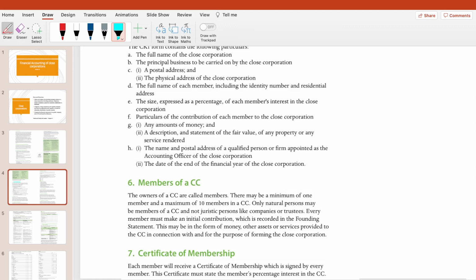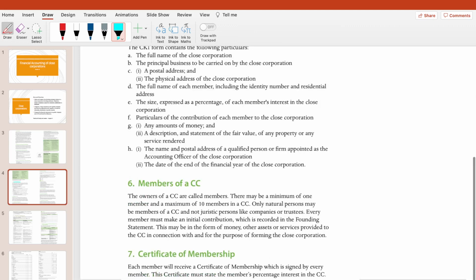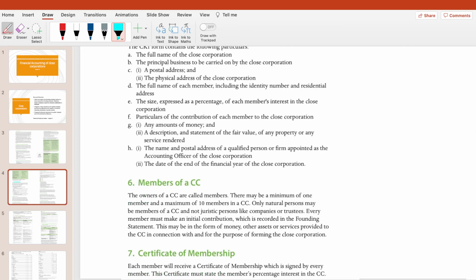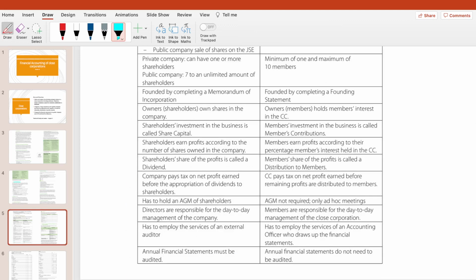Each member will then receive a certificate of membership, and that will be signed by each one of the members. This certificate must state the member's percentage of interest in the company, and that would usually be what they contributed to the company.